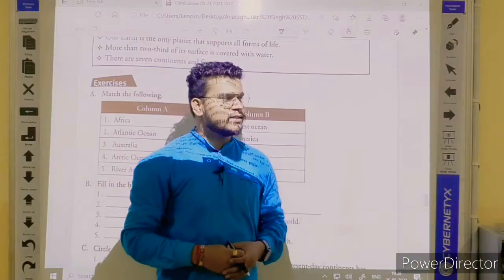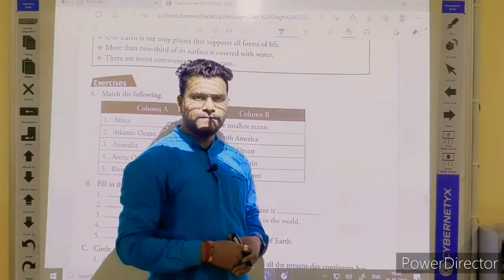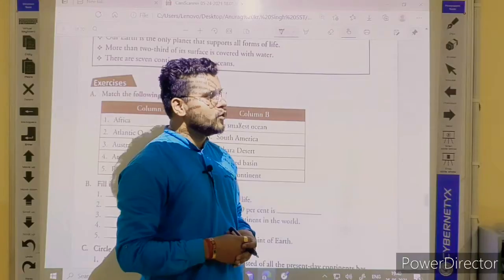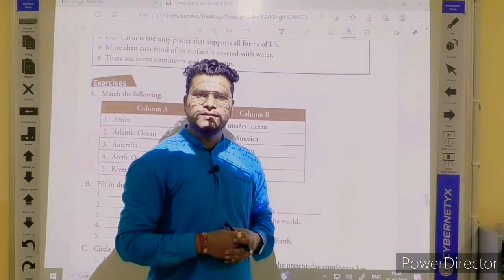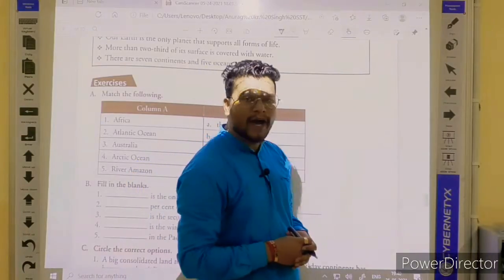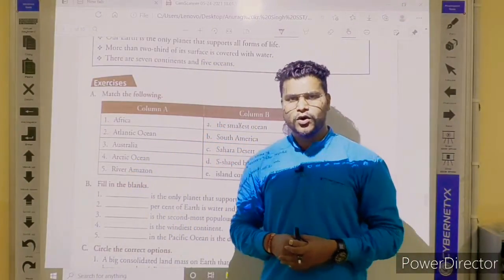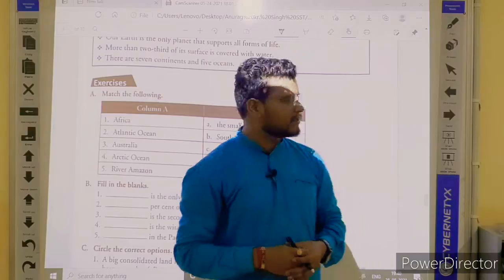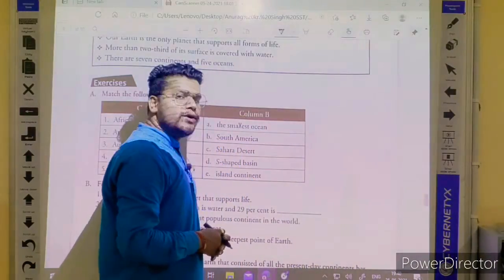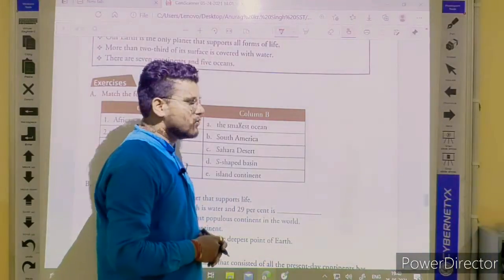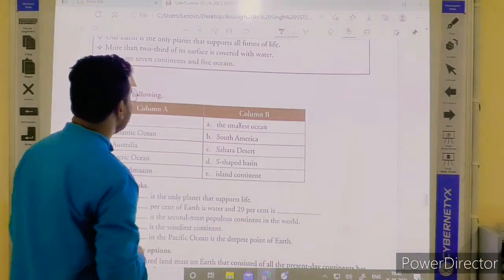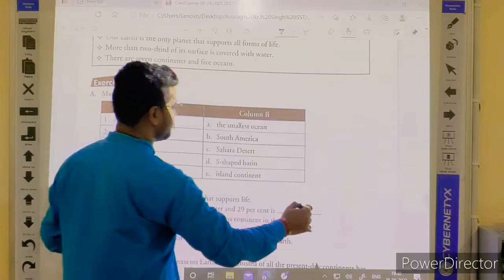Before starting the exercise, in this chapter we learned about 7 continents and 5 oceans of the earth. And according to that topic, we are doing the exercise. So let's start.